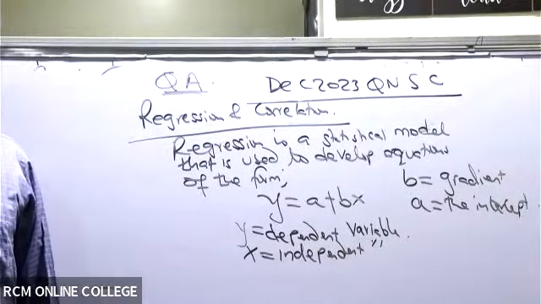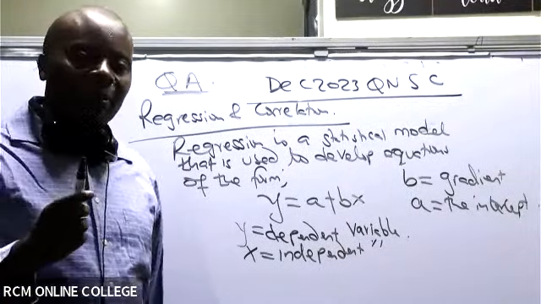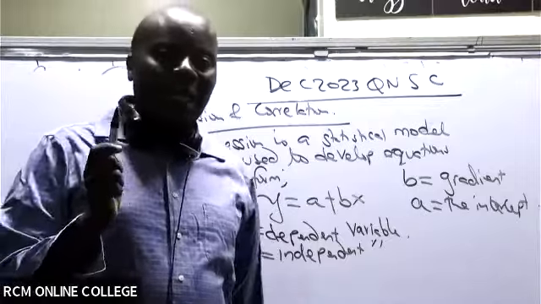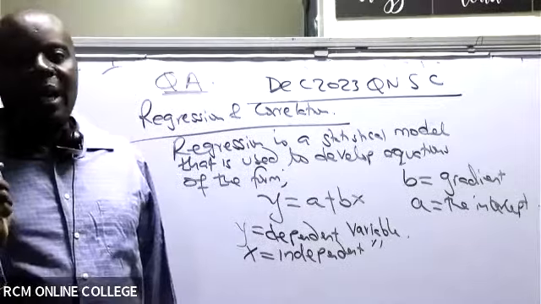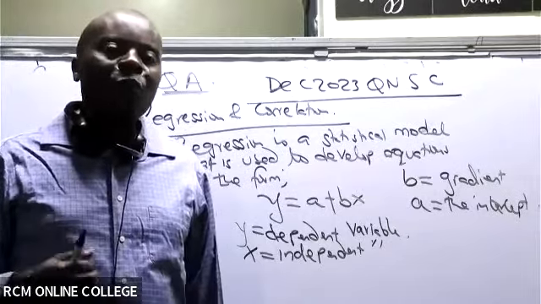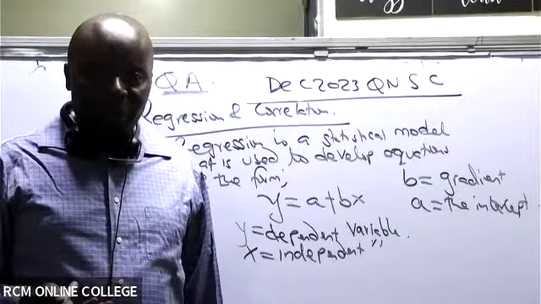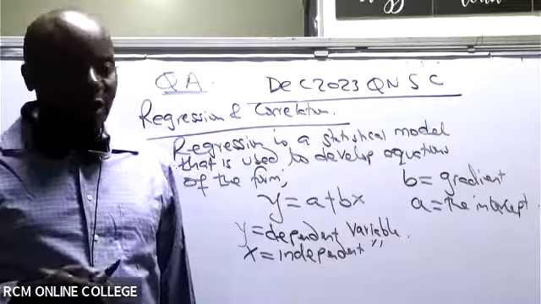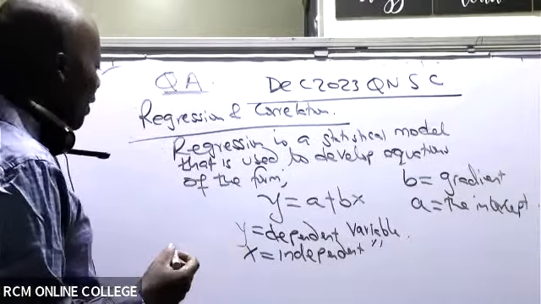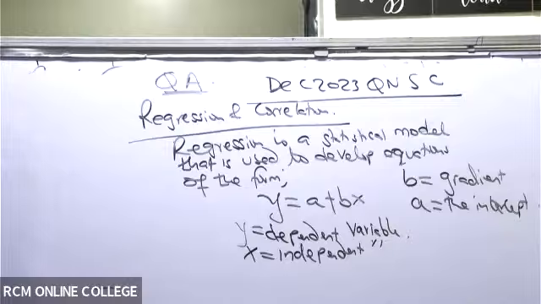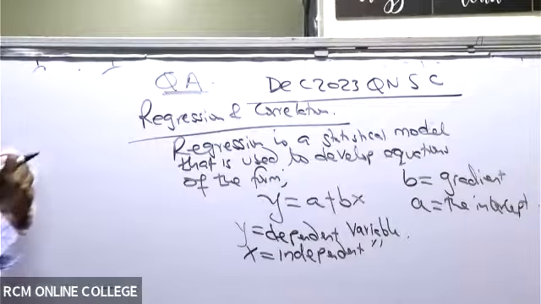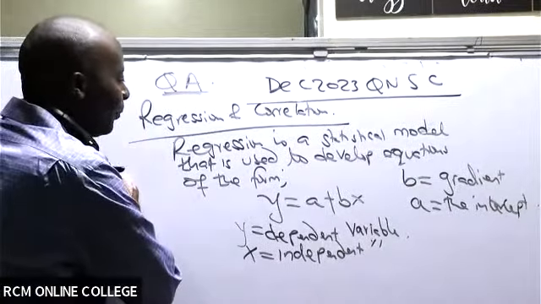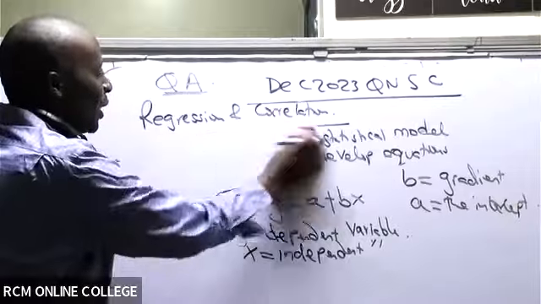Now, ladies and gentlemen, for the years that I've marked CASNEB exams, for the years that I've been leading teams to mark CASNEB exams, I know normally where students go wrong. In most cases, you will be given two variables. Let me just demonstrate. You'll be given two variables like this.